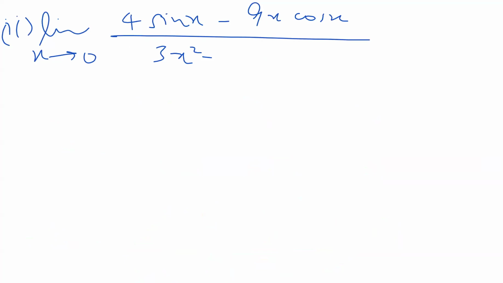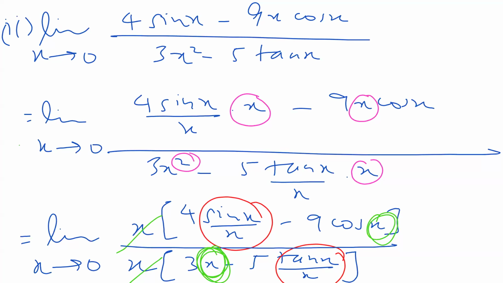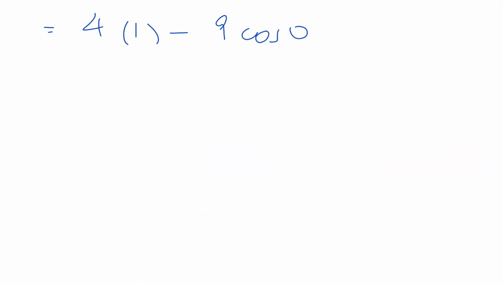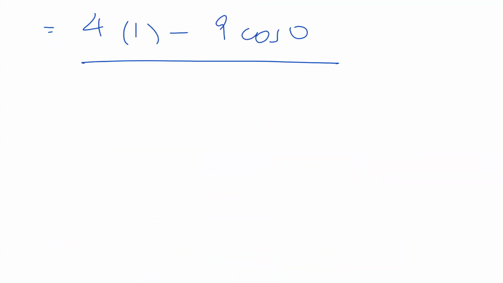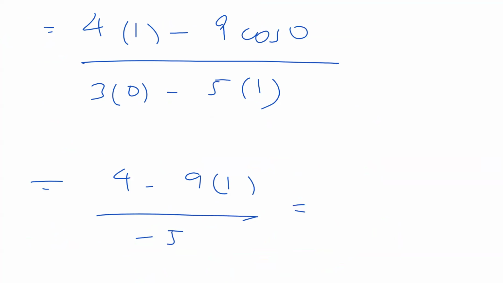Okay. So 4 into 1 minus 9 cos 0 upon 3 into 0 minus 5 into 1. So 4 minus 9 into 1 upon minus 5. So if you solve this, you'll get 1. Fine. Next problem. 28 sub question 1.